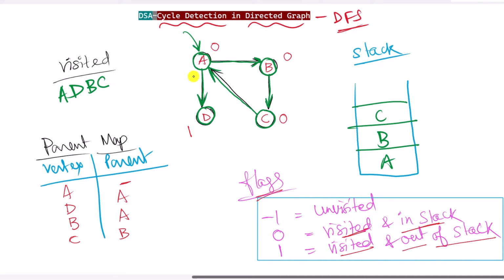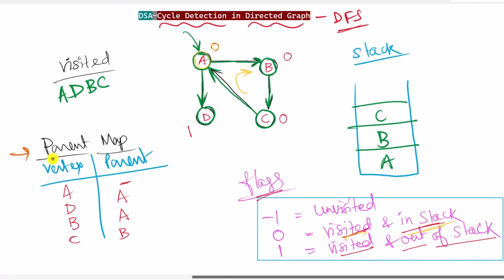But because A has the flag 0, here we are visiting a node which has the flag 0. That means this node is already visited and it is already in our stack. So that means we have found one cycle in our graph.